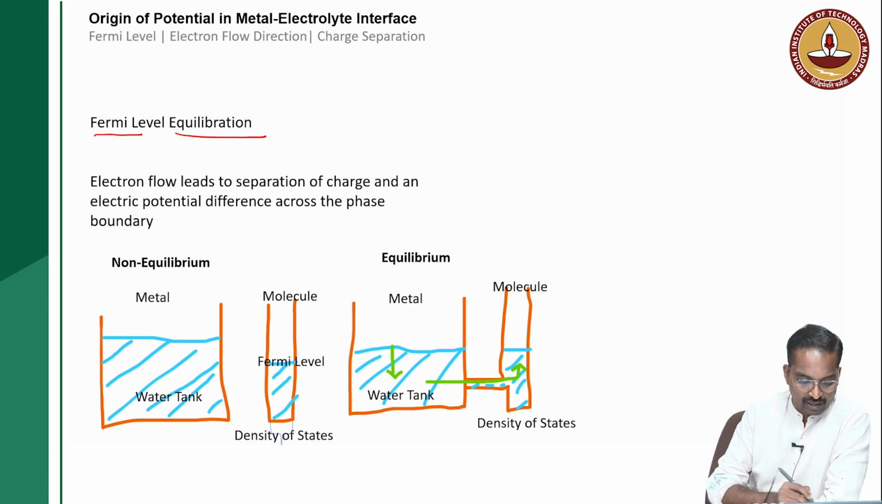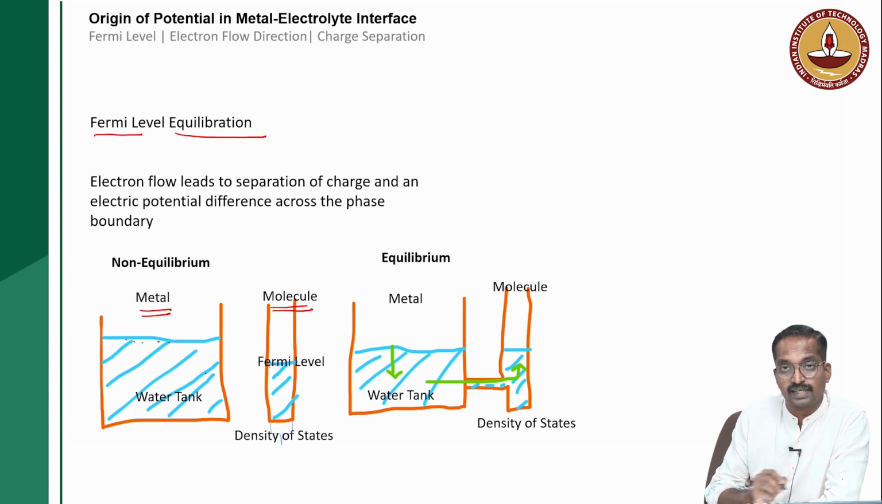For example, I have a big tub here, a water tank, filled with water up to this level, and next to it I have a narrow tank whose water level is lower than the bigger tank. Consider this as metal and this as molecules. Now what happens when you have these two tubs separately? There is no problem, you can store water at different heights.